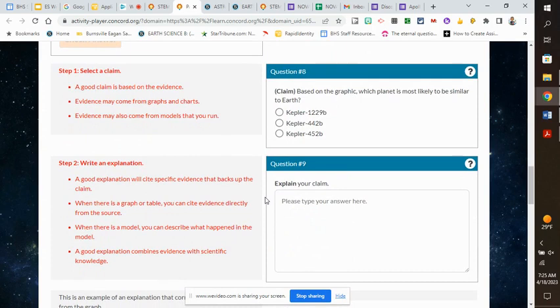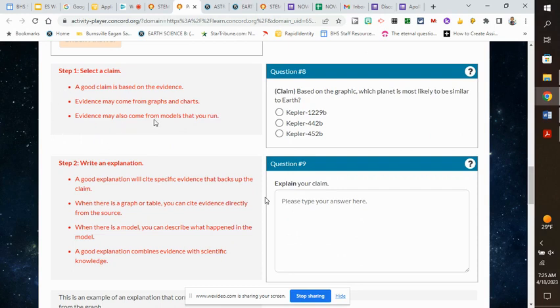Next, it will have you select a claim. Based on the graphic, which planet is most likely to be similar to the Earth? Of these listed, Kepler 1229b, Kepler 442b, or Kepler 452b. So find those and make a decision as to which would be most similar to the Earth, and then explain.